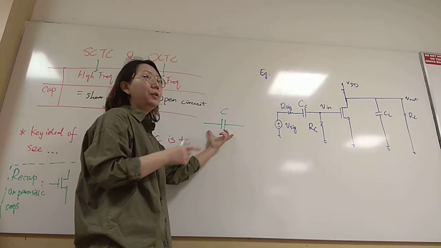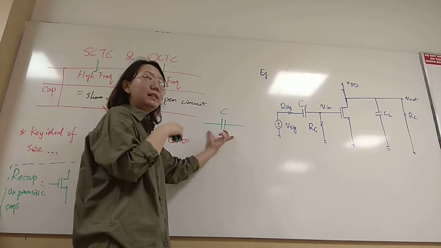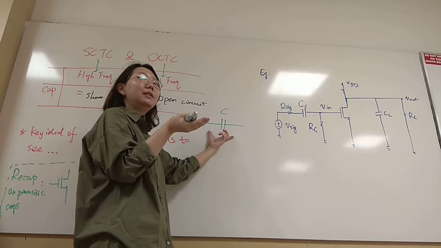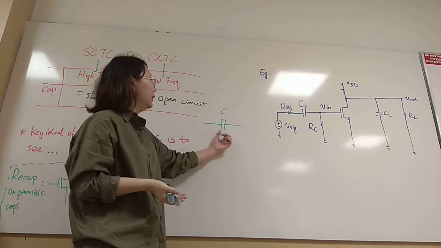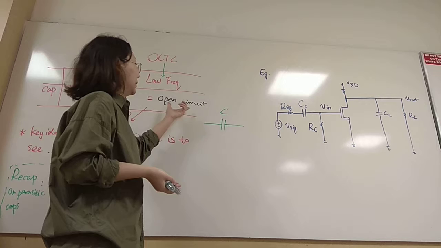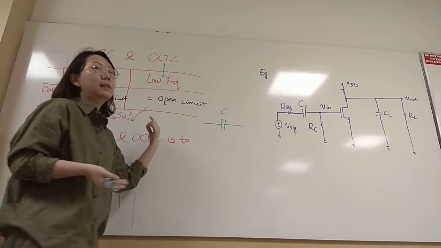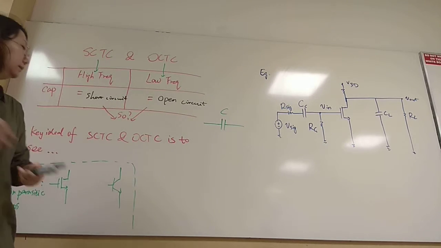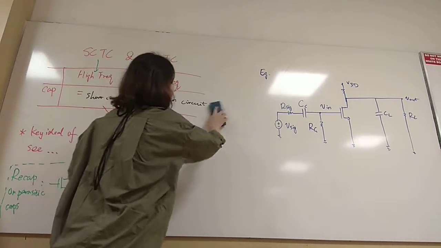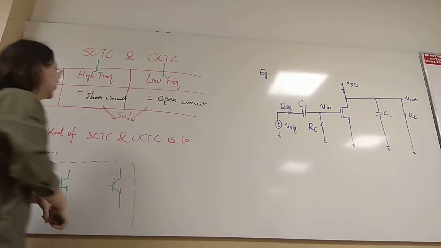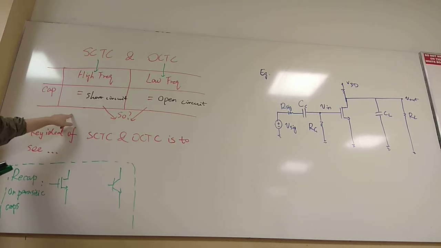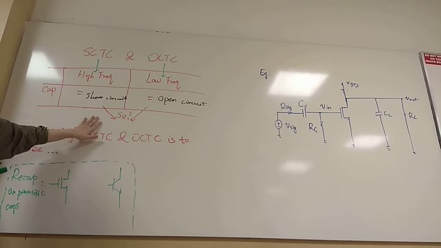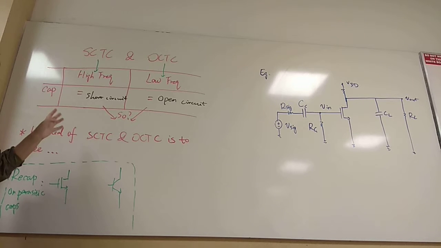So for your DC, or you can say a low frequency signal, because the DC frequency is very low, almost zero, the capacitor is like an open circuit. So AC is the opposite way. So that's the previous part, just a revision. But the question now is, for the previous part, we only talked about how for high frequency your capacitor is like a short, and for low frequency your capacitor is like an open.